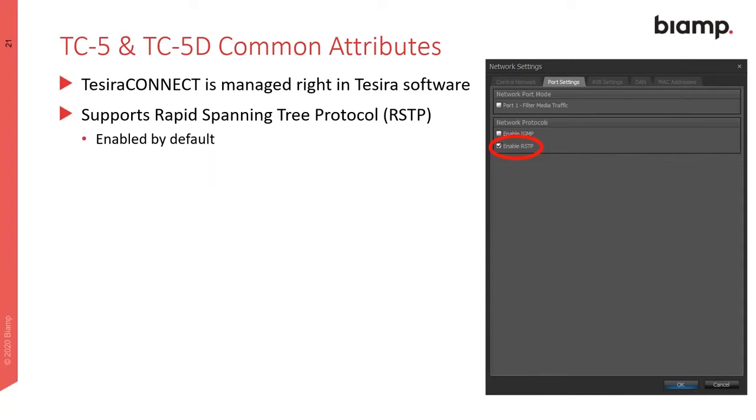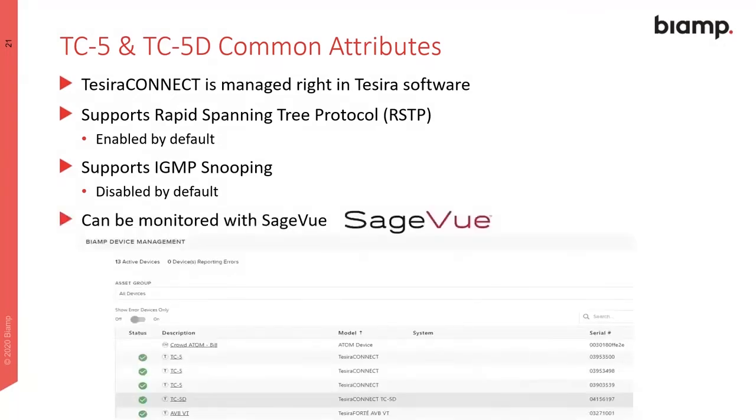We support the Rapid Spanning Tree Protocol by default. We support IGMP Snooping. By default, it's disabled because this will be used by third-party traffic, for example, Dante, but by default it is disabled. You can enable it at any time that any application that you have needs IGMP Snooping.